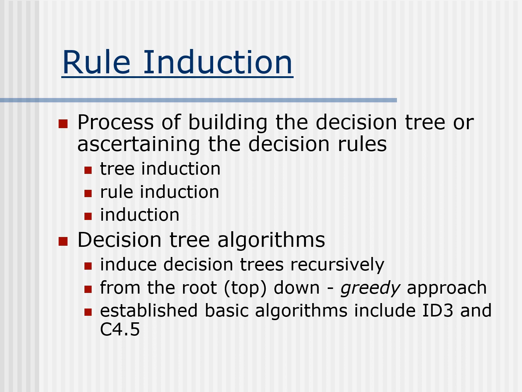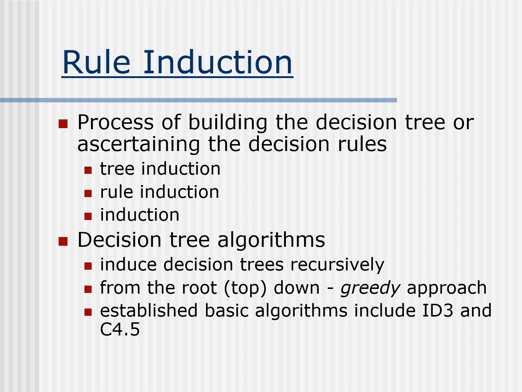Next one is rule induction. The process of building the decision tree or ascertaining the decision rules: tree induction, rule induction, and normal induction algorithms. Here we can go for the greedy approach. Usually a greedy approach means a top-down approach, so from the root we go down to the leaf node. We have basic algorithms like ID3, and we can follow the C4.5 algorithm for a better decision tree.